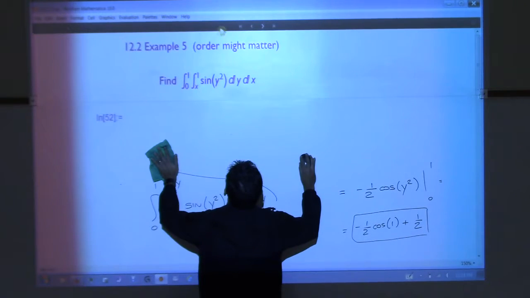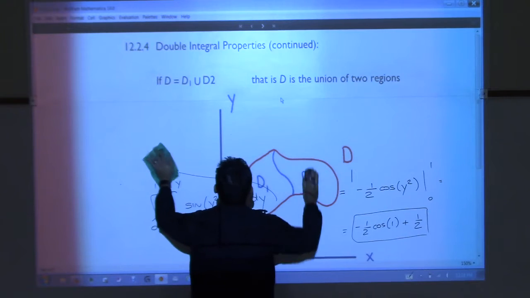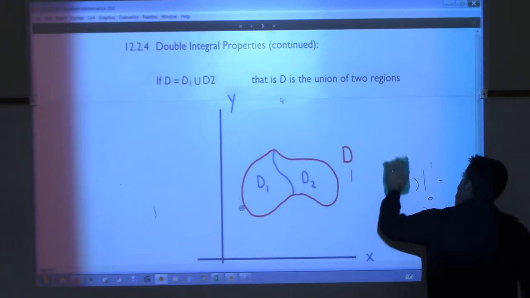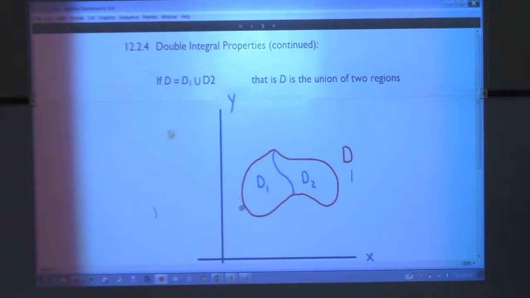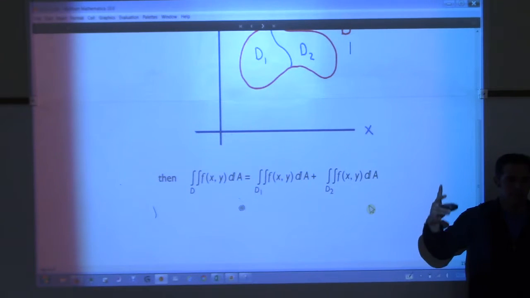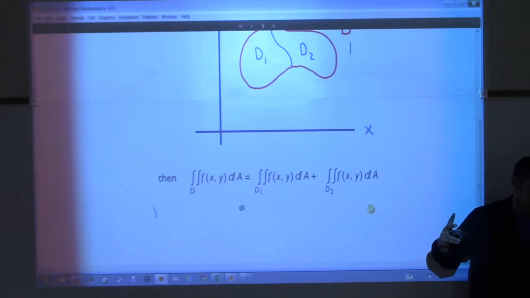Next thing. All right, here's what we were talking about earlier. If you have a region D that is the union of two other regions, D1 and D2. So if this big capital D, this red ugly region, is made up of two separate regions, then you can split the integral over D into the integral over D1 plus the integral over D2. That seems straightforward to you? I mean, that's just like when we had an integral on a number line between two numbers. You could just go part of the way and then add to it going the rest of the way.